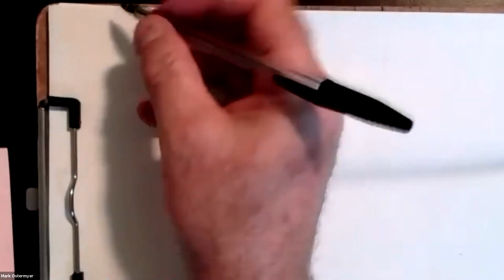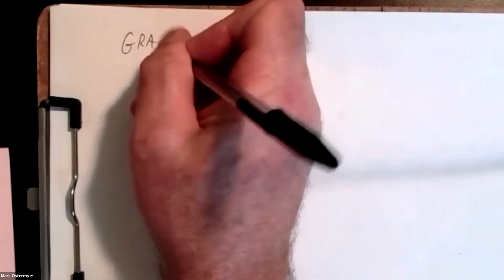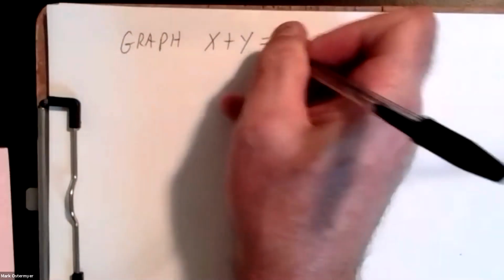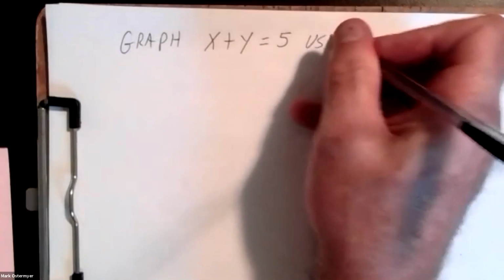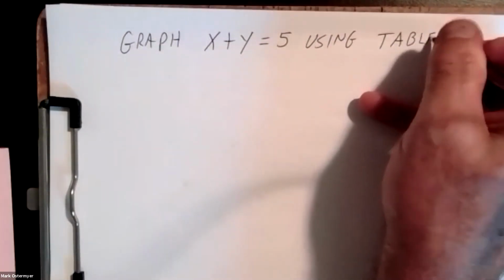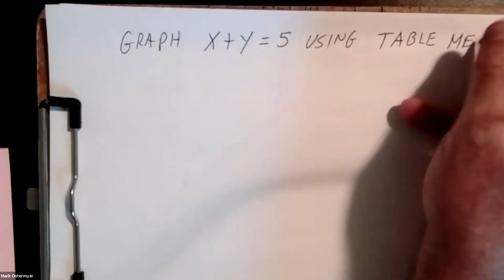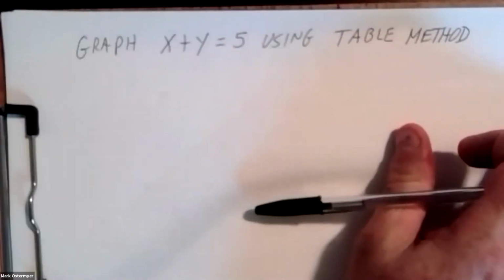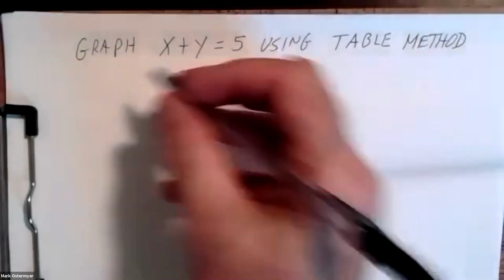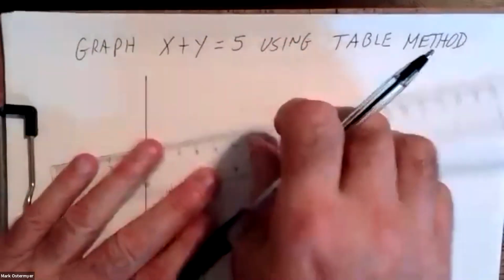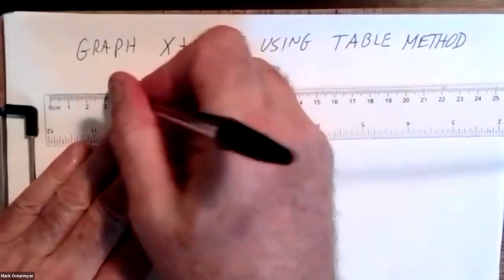Well, so let's try this out. Let's try to graph a linear equation. Let's try to graph x plus y equals 5 using what is called the table method. Table method. And as the name suggests, we're going to make a table.